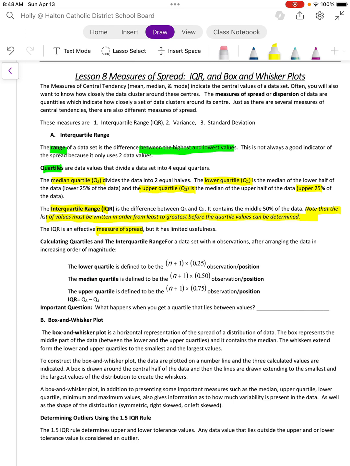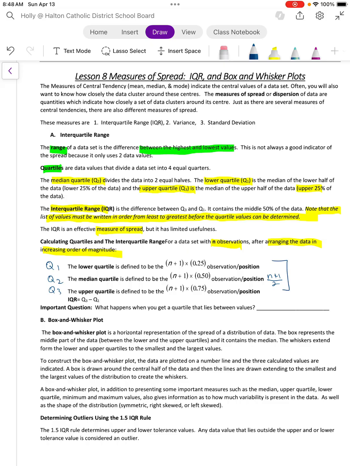So, calculating quartiles and the interquartile range. For a data set with n observations, after arranging the data in increasing order of magnitude, so least to greatest, the lower quartile is defined to be n plus 1 times 0.25. This would be Q1. The median quartile is basically finding your median, that middle number, n plus 1 times 0.5. That would be Q2. Another formula, same thing, is n plus 1 divided by 2. And the upper quartile is defined to be n plus 1 times 0.75. That would be Q3.